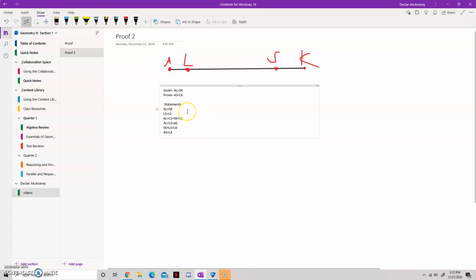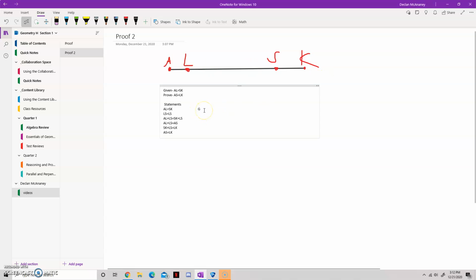Hello. In this, we're going to be completing another proof, because proofs are probably one of the hardest things we've done so far, and it's good to just have it down. Okay. So this proof, we have a line that has 4 points, A, L, S, and K, and what we are given is AL equals SK, and we have to prove that AS equals LK.